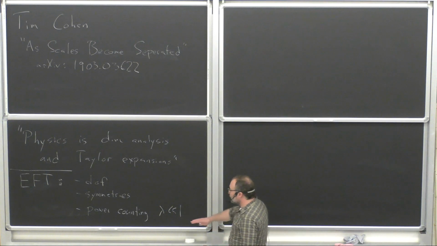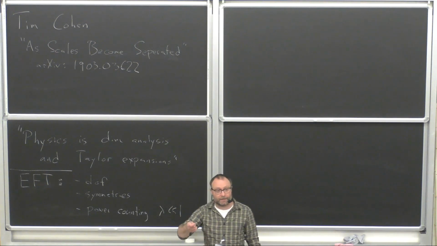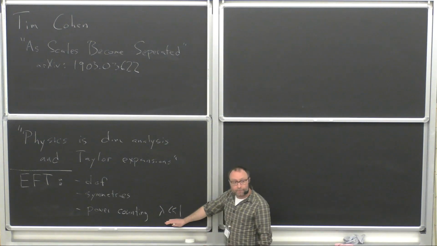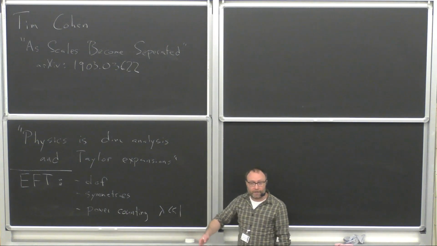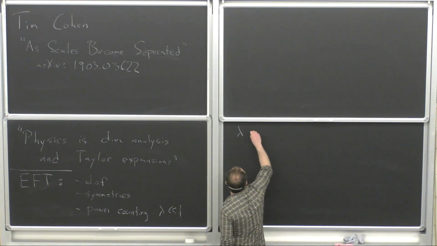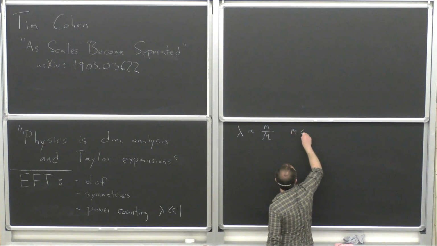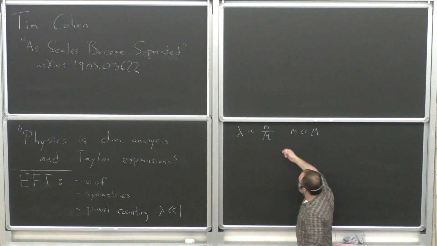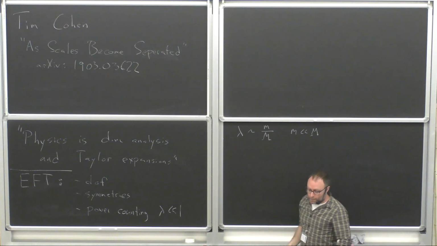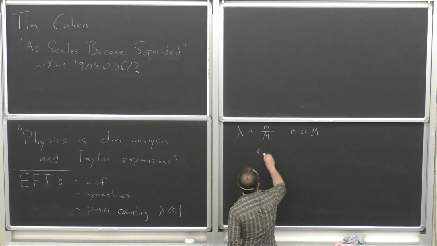But the difference between perturbing in a small coupling parameter, say a dimensionless coupling like the coupling in QED, and a power counting parameter is that a power counting parameter is determined by some kind of kinematics. So lambda is going to be something that goes like some small scale divided by some big scale, okay? And this is the idea of decoupling.